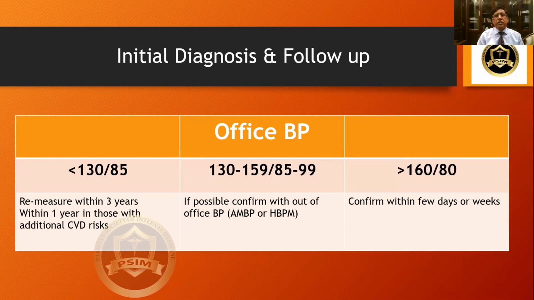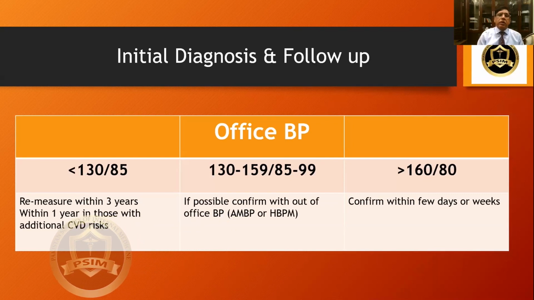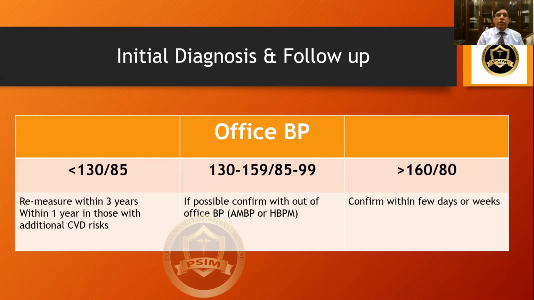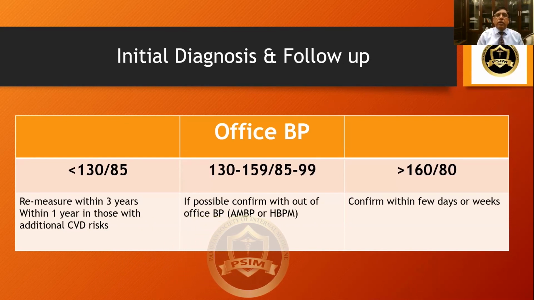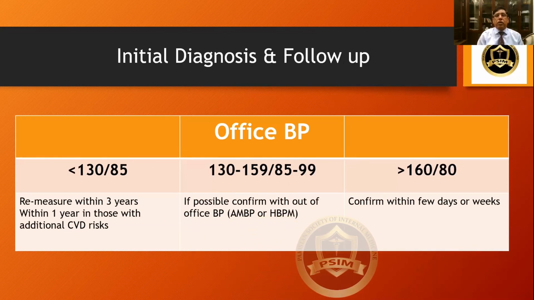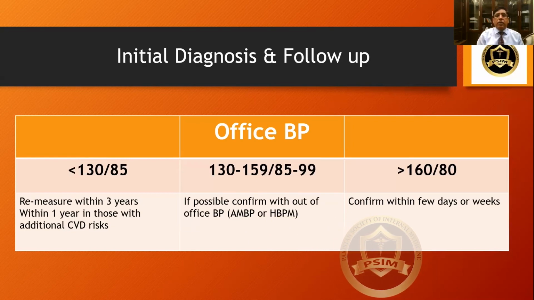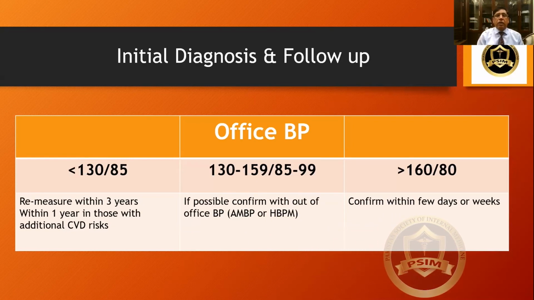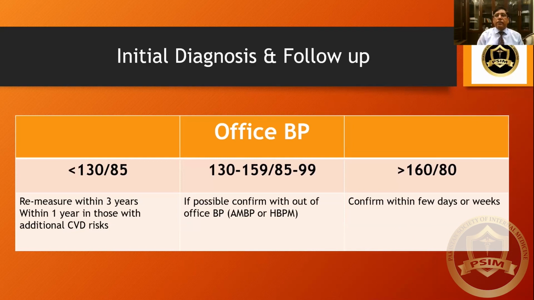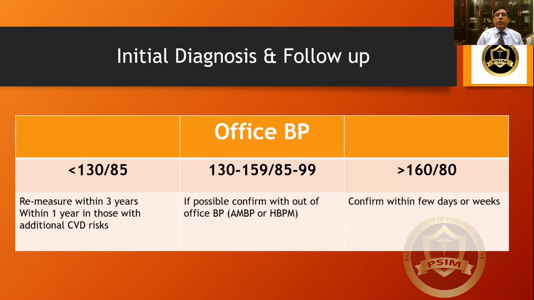But if your blood pressure reading is found on a first visit to be between 130 to 159 systolic and 85 to 99 diastolic, if possible, I'm saying if possible, confirm with out of office blood pressure readings like ambulatory blood pressure monitoring or maybe home blood pressure monitoring. This may not be possible in most cases in primary physician practice, where ABPM is not readily available. Most patients find home blood pressure monitoring difficult to cope with. So in that case, we may have to have a repeat office visit.